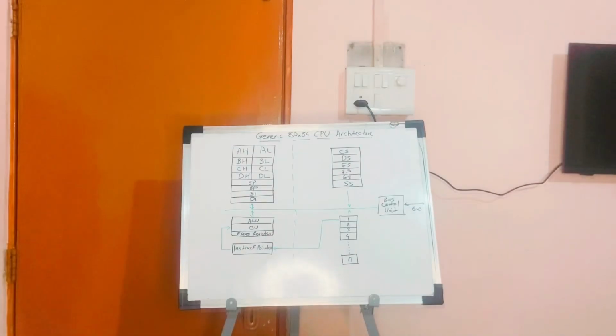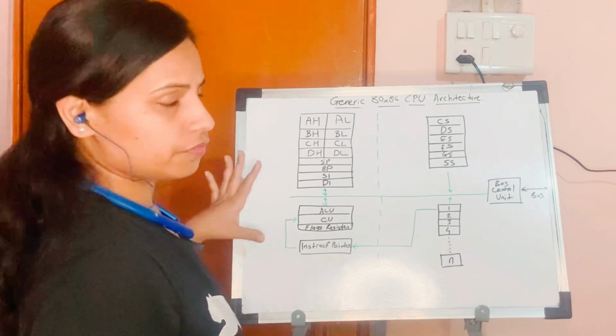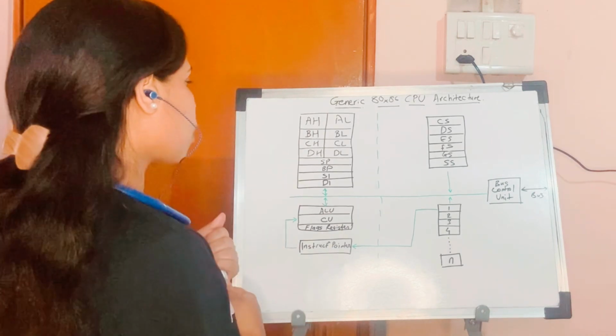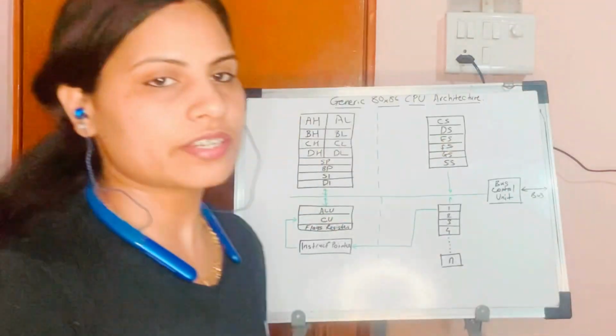We'll be talking about generic CPU architecture of the 8086 16-bit processor. So let's get started with a diagram. This is the diagram of CPU architecture. As you can see, there are various registers. All of these are created by a register.